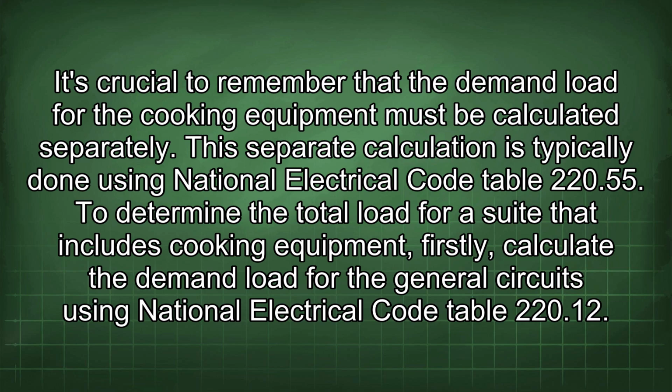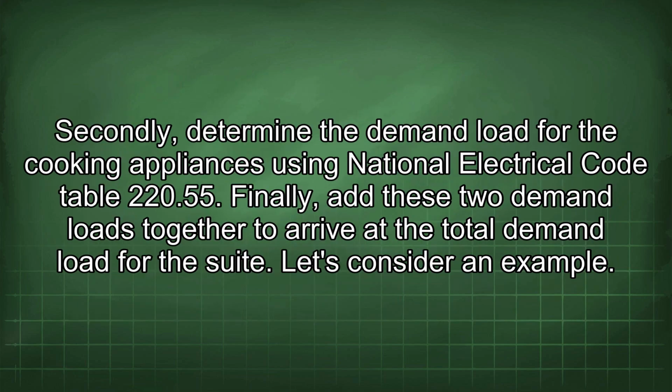This separate calculation is typically done using National Electrical Code Table 220.55. To determine the total load for a suite that includes cooking equipment, firstly calculate the demand load for the general circuits using National Electrical Code Table 220.12. Secondly, determine the demand load for the cooking appliances using National Electrical Code Table 220.55. Finally, add these two demand loads together to arrive at the total demand load for the suite.